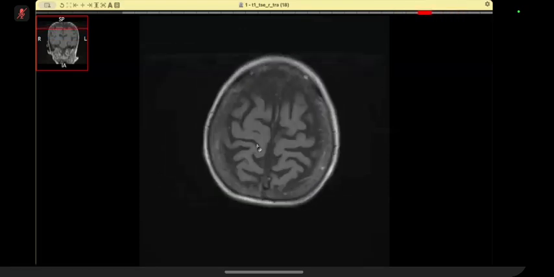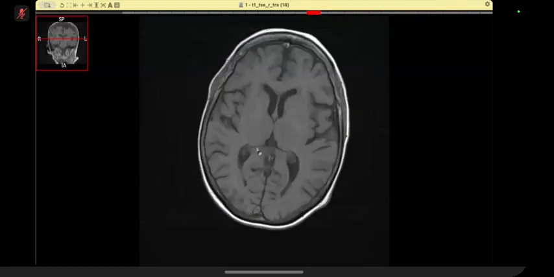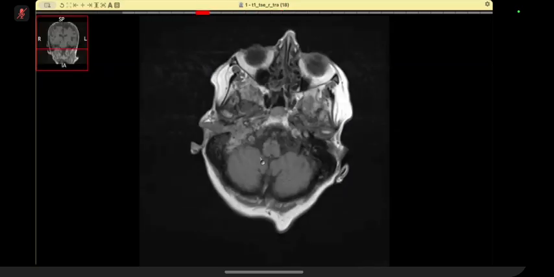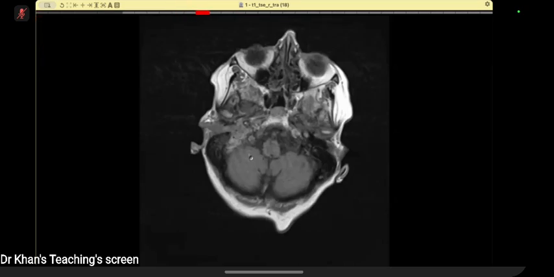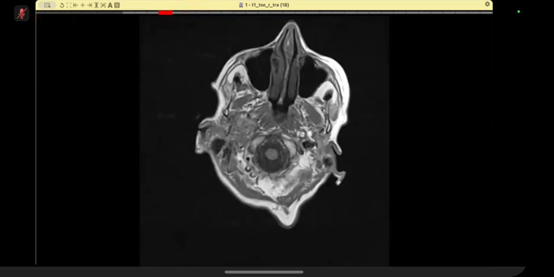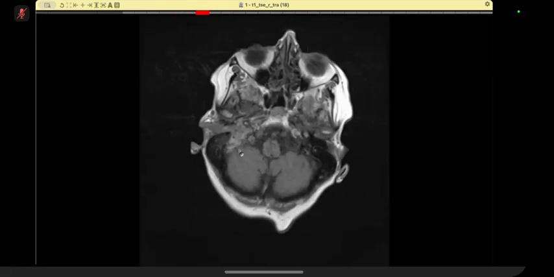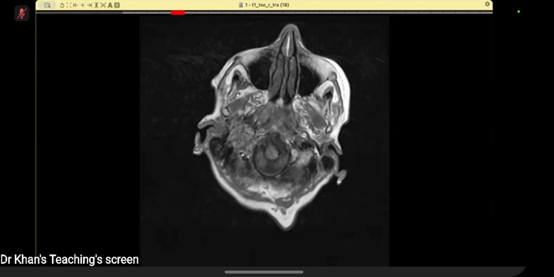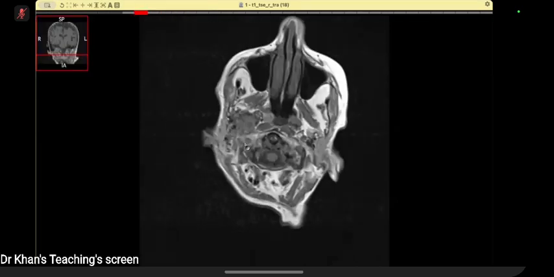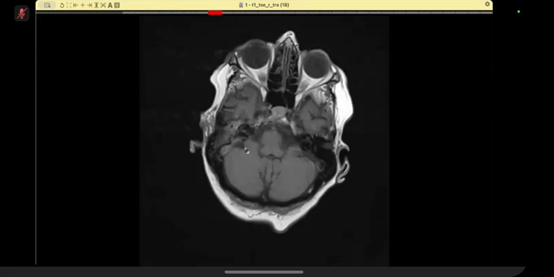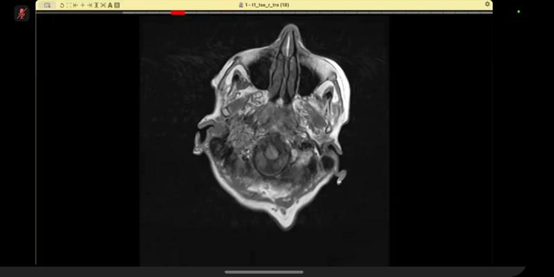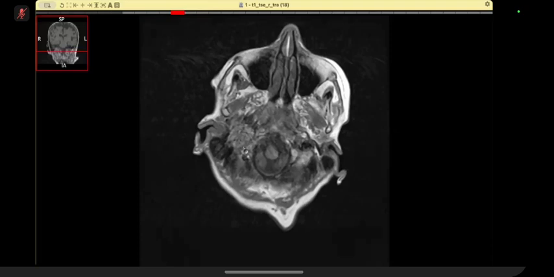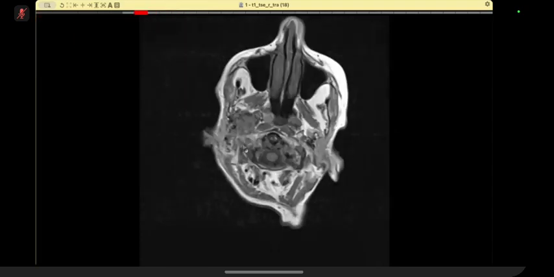These are the axial sections of MRI brain, T1 weighted images. Here I can see again the soft tissue mass, which is predominantly hyper to isointense on the T1 and giving some flow void appearances. These are characteristic of salt and pepper appearance, which is seen in glomus jugulare. I would like to compare with any previous imaging if available, and with the clinical symptoms.